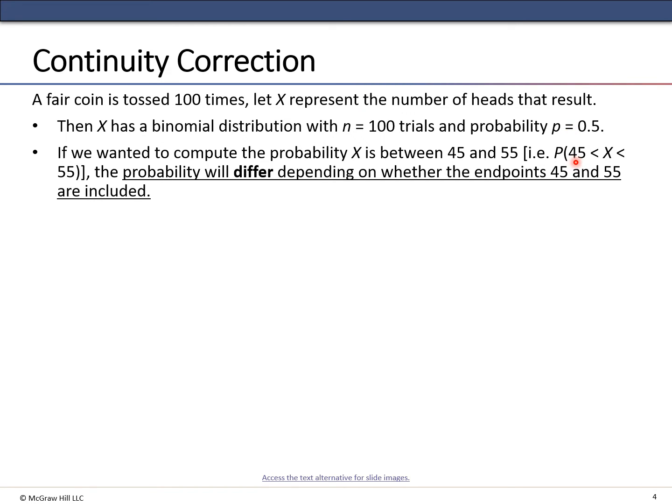the probability that the number of heads that result from 100 trials is between 45 and 55. The probability that the number of heads is between 45 and 55 will differ depending upon whether the endpoints 45 and 55 are included. And this has to do with the idea of discrete and continuous.